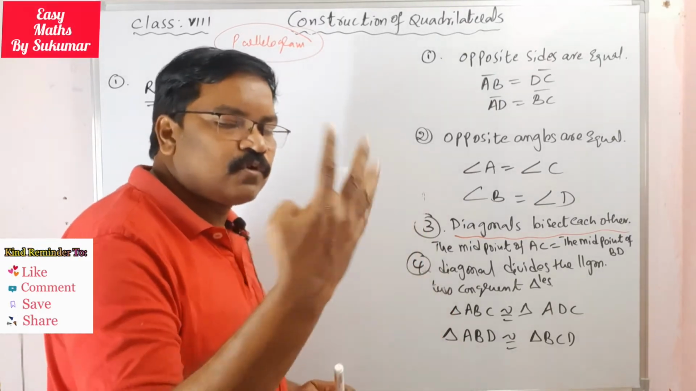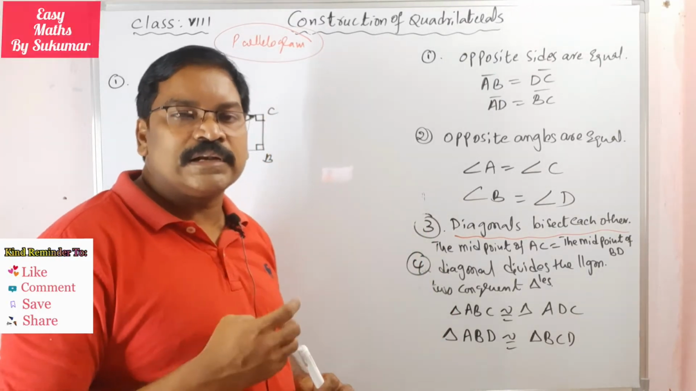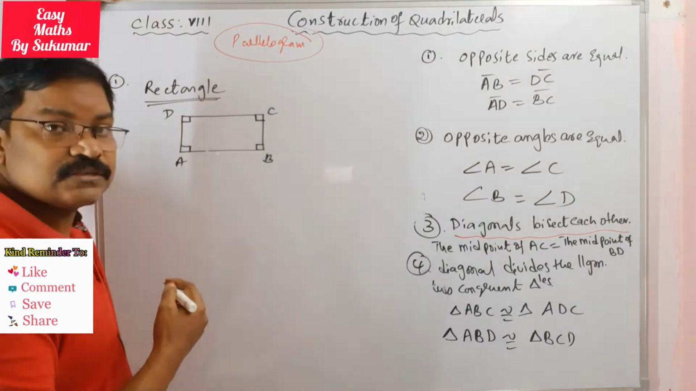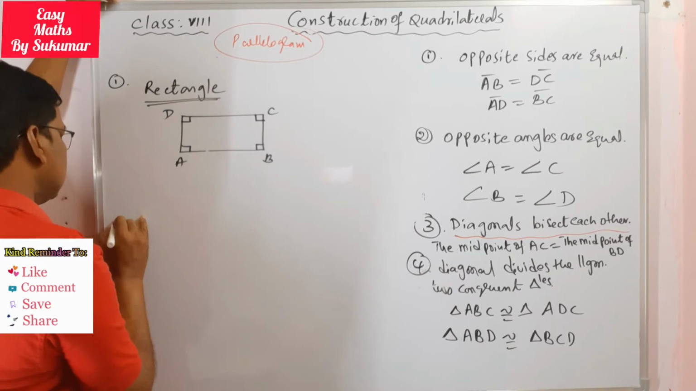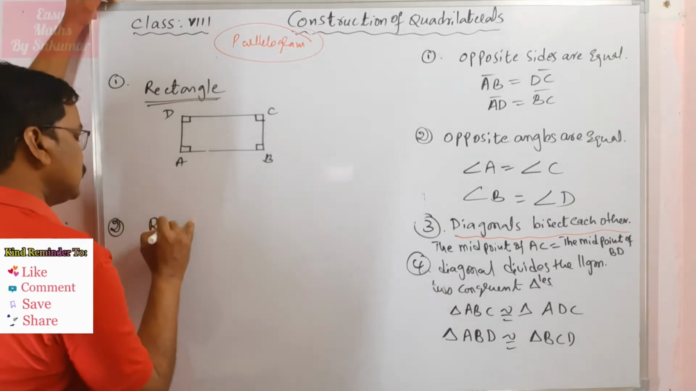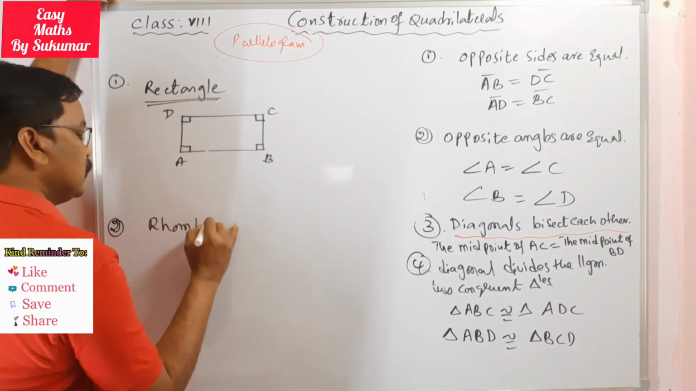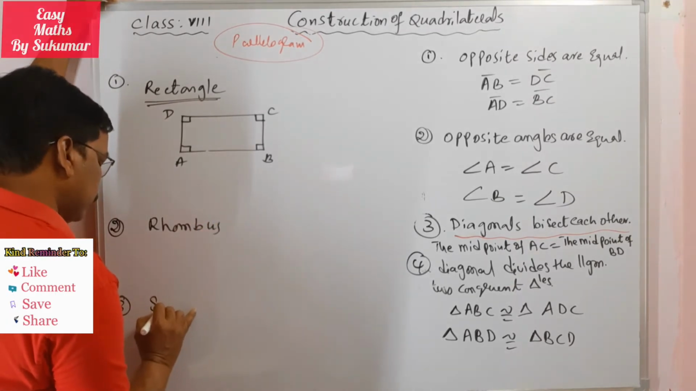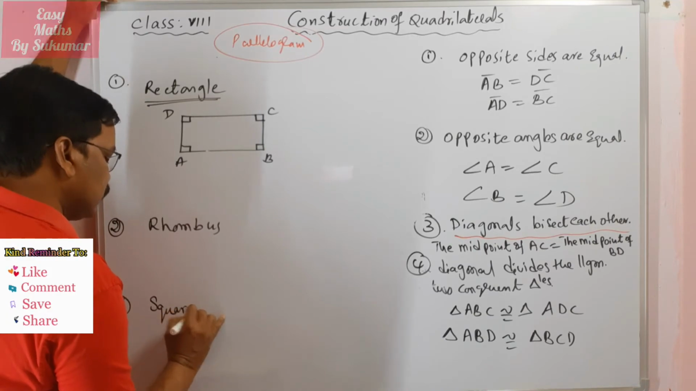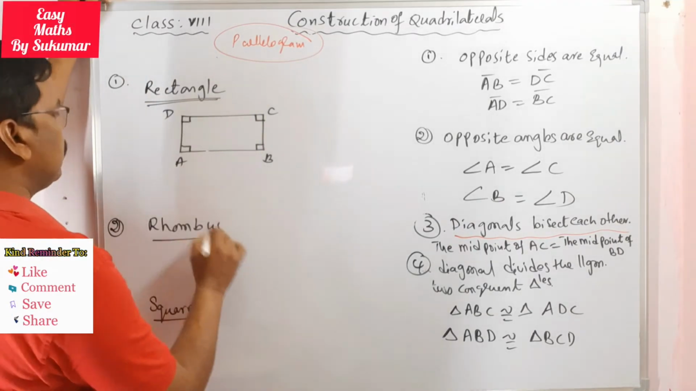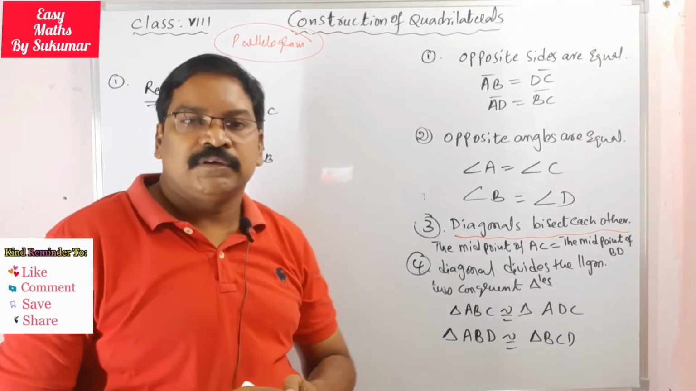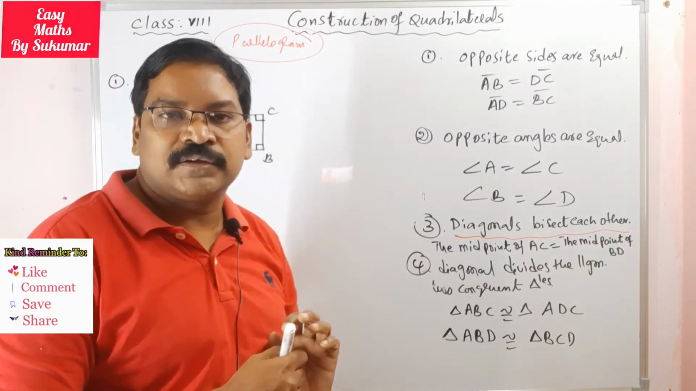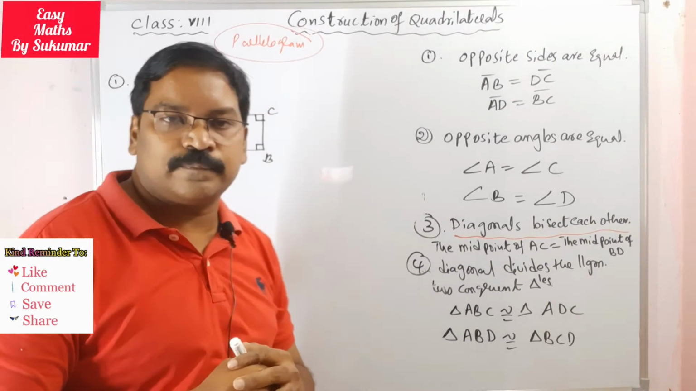Actually, there are three types of quadrilaterals in a parallelogram. What are they? One is rectangle, the other one is rhombus, and the third one is square. Rectangle, rhombus, and square. These three are the family members of the parallelogram.